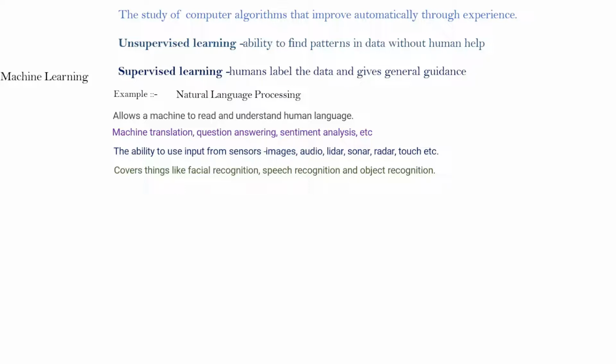And the ability to use input from sensors, images, audio, sonar, radar, etc. also comes under natural language processing, and it also covers things like facial recognition, speech recognition, and object recognition. So facial recognition, now I think all of us know, we have started having such mobile phones. You just have to put it in front of your face and the phone gets unlocked.